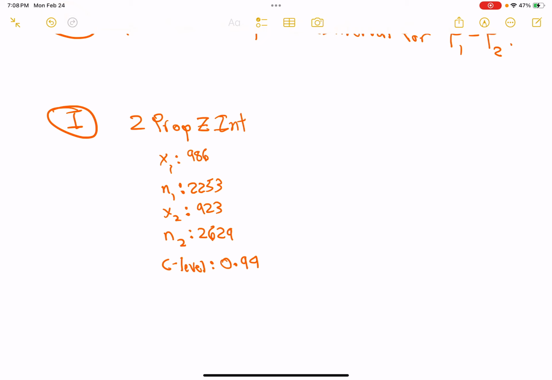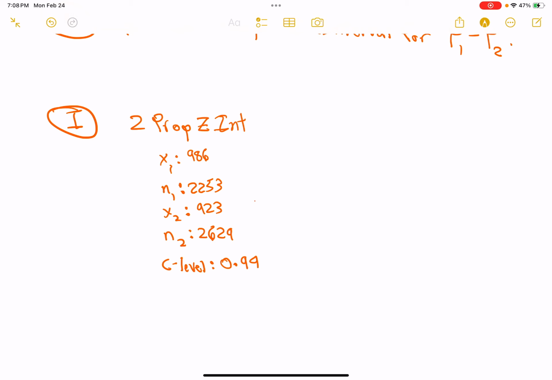Remember that if they give you just the p-hats, so p-hat 1 and p-hat 2, and the sample sizes, just multiply the two together to get the number of successes, the x1 and the x2, and just round, okay? And that will ensure that you have a whole number. And for that particular scenario, just round to the nearest number, right? So if it's like 581.0003, you're going to do 581. But if it's 581.923, you're probably going to do 582, for example.